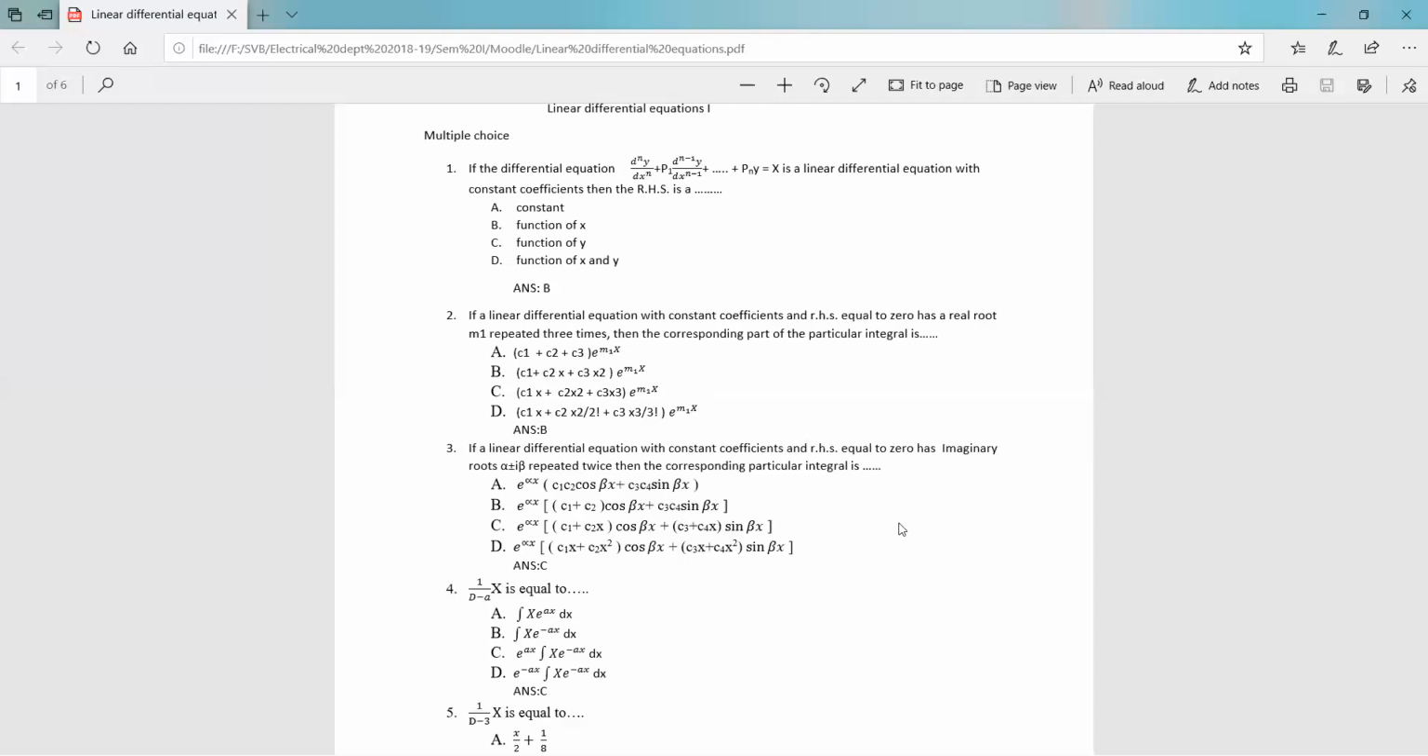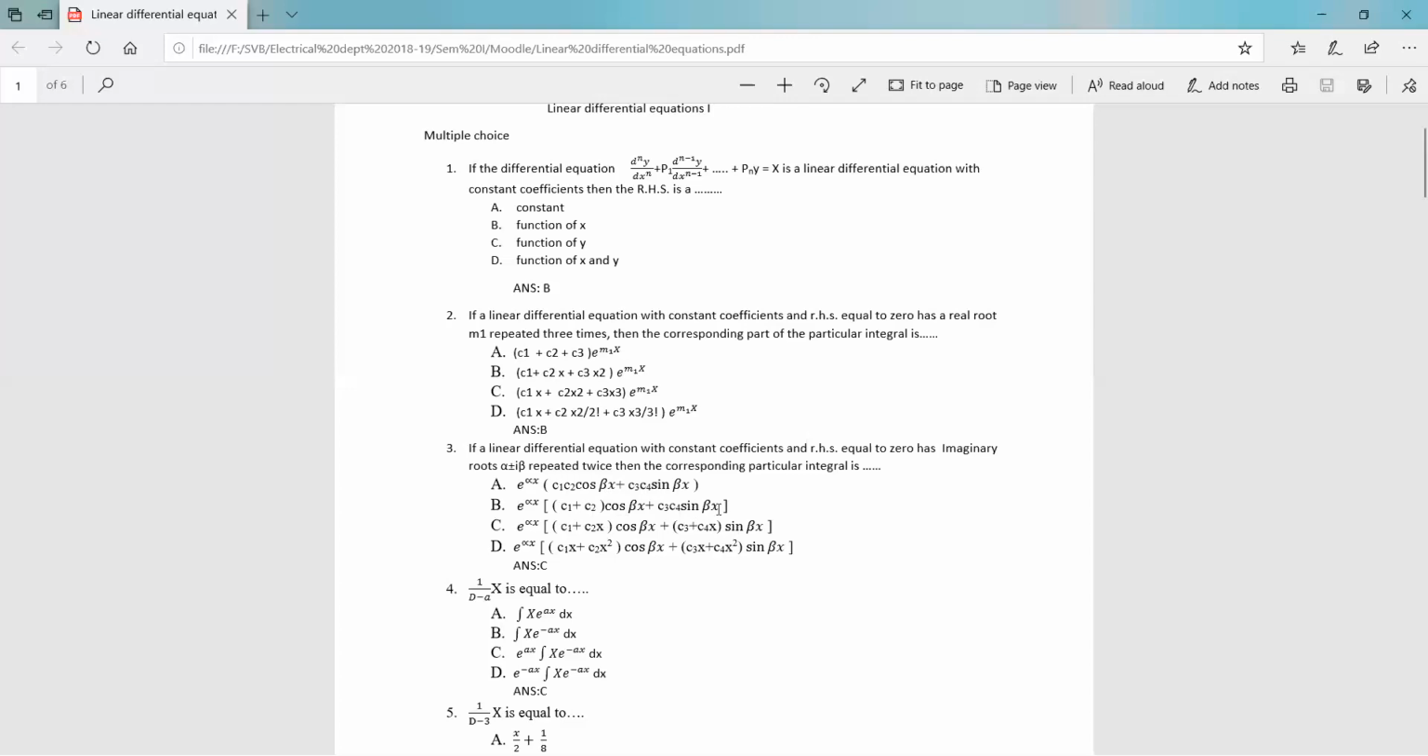First option is e raised to alpha x, c1 into c2 cos beta x plus c3 into c4 sin beta x. Option B, e raised to alpha x, c1 plus c2 cos beta x plus c3 into c4 sin beta x. Option C, e raised to alpha x into bracket c1 plus c2x cos beta x plus c3 plus c4x sin beta x. Option 4, e raised to alpha x, c1x plus c2x square cos beta x plus c3x plus c4x square into sin beta x.